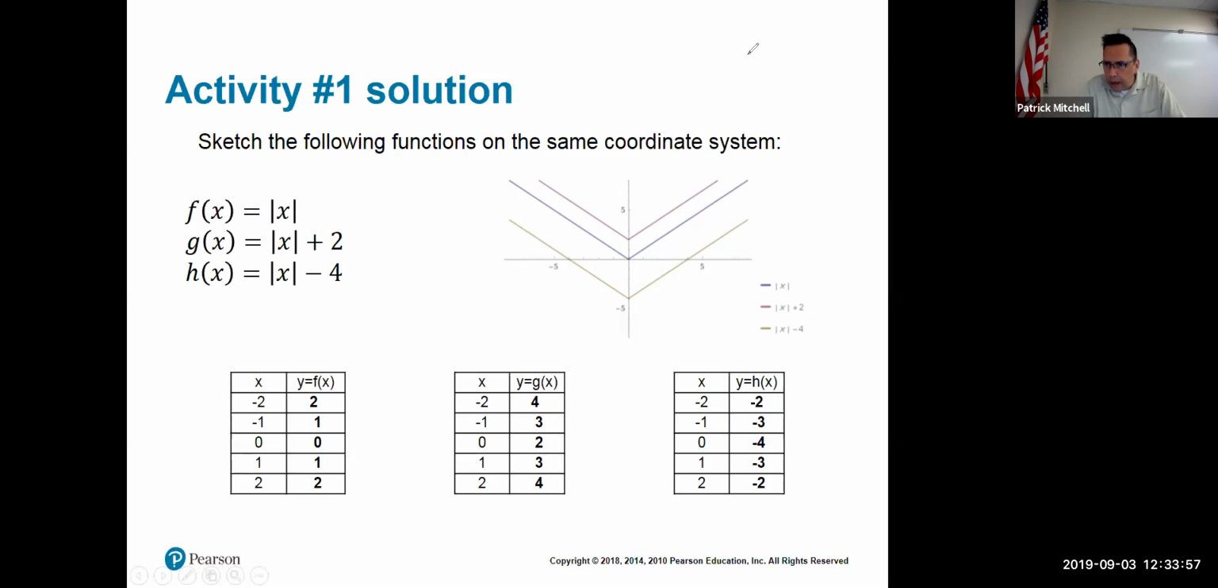So there's f of x, and then 2 units above the graph of f, in what's supposed to be red or brown, is the graph of g, and then down here in this sort of greenish yellow color is the graph of h. So notice that the graph of g is 2 units above the graph of f, and the graph of h is 4 units below the graph of f. Okay, all right, so let's talk about some things.